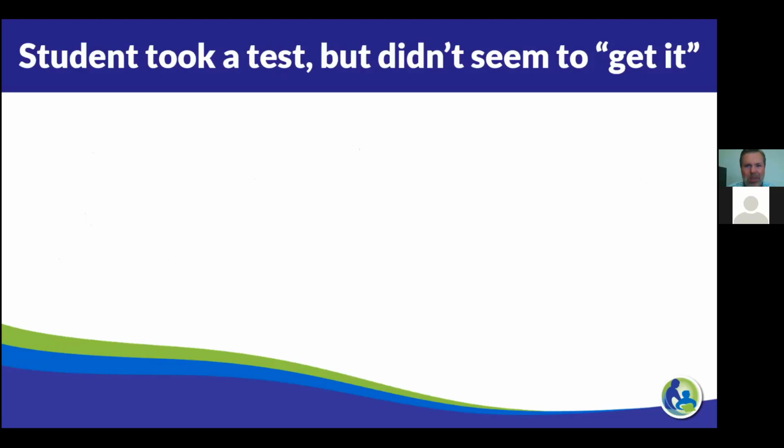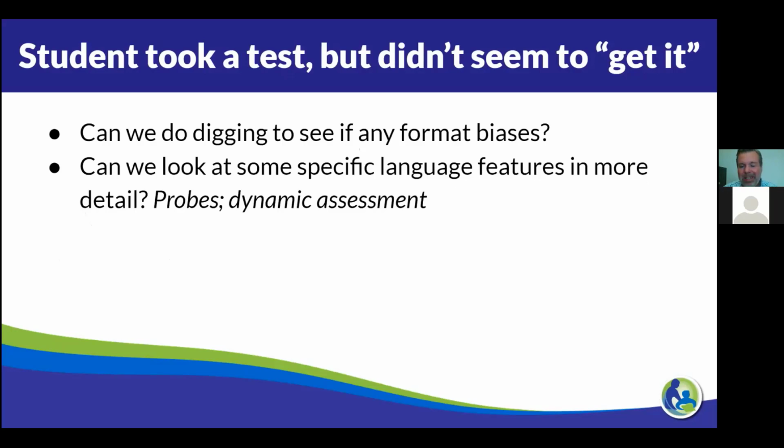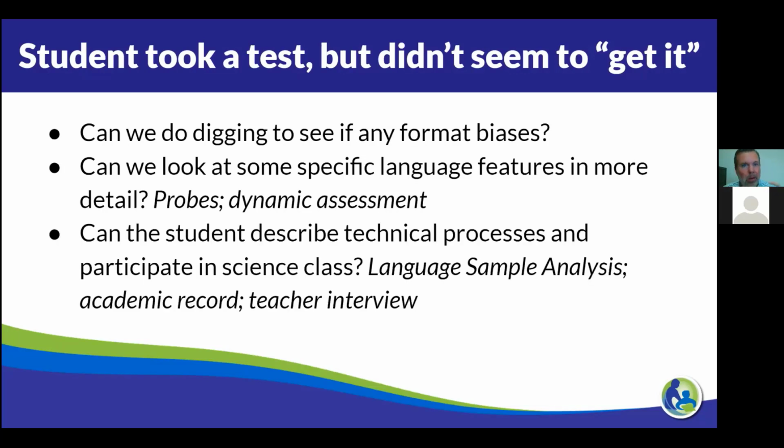Now, what if we gave a test, but the student didn't seem to get it, right? It didn't really seem like they were understanding what they were supposed to do. I don't think this was an accurate indication. Can we do any digging to see if there are some of those format biases? Maybe there's a certain language feature that we're interested in, and we want to look at that in more detail. So we could do some probes or some dynamic assessment. If this is an older student, can they describe technical processes? Are they participating in the different classes? Are they accessing the curriculum the way they need to access it? And we have all of these tools at our disposal to be able to do that.